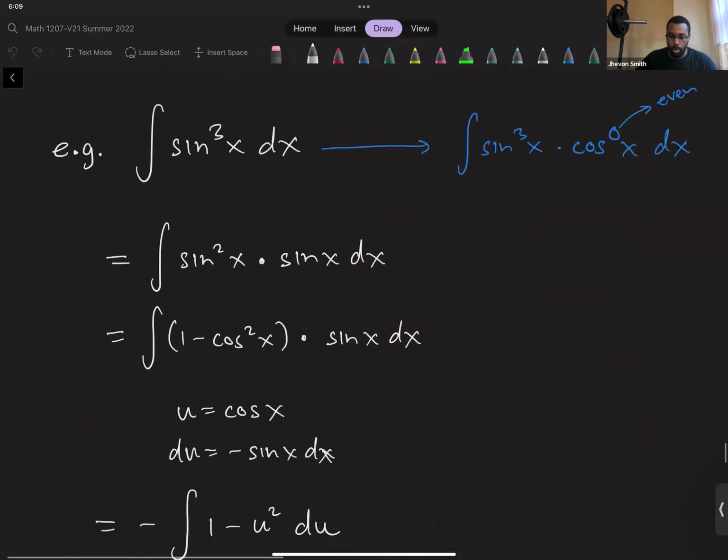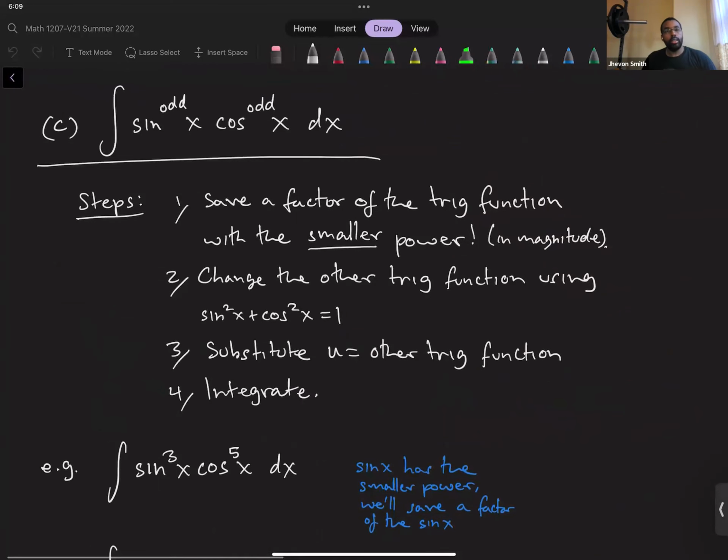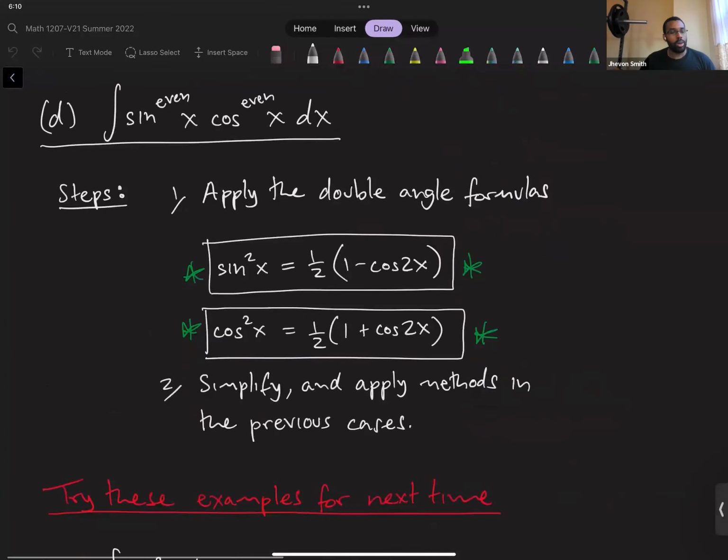In the event that both are odd, which we did deal with that case, then you save a factor of the smaller one, and that would make your life computationally easier. Right. So the idea is you always want to save one of the odd factors to use as your DU and transform everyone else into the other trig function when you're dealing with sines and cosines. But then we end up with a situation like, well, what if they're both even? You don't have an odd factor to actually save one to make your DU.